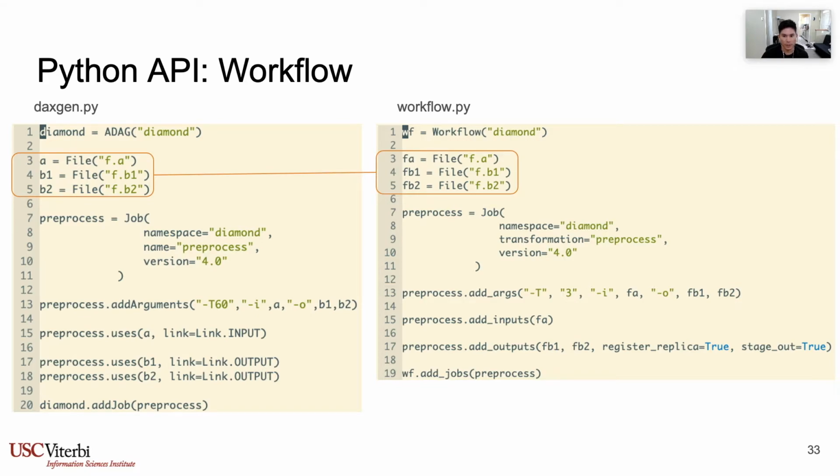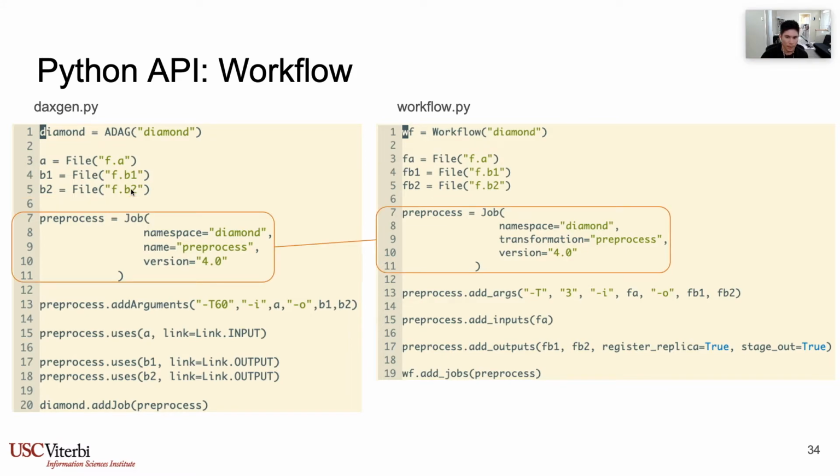Next, you want to define some files. So all the files that are passed around between jobs in your workflow, you need to create this file object. And this remains the same as it did before. Next, we want to create some jobs that we can add to this workflow. And the only difference here is that the name of the executable that the job uses is specified by this argument transformation versus name in the previous version.